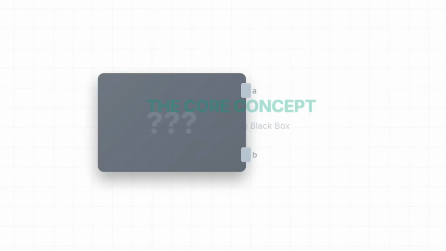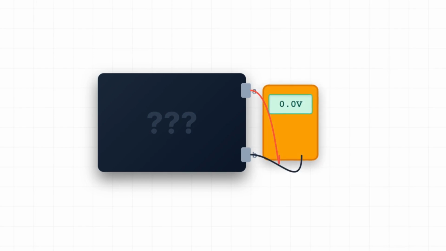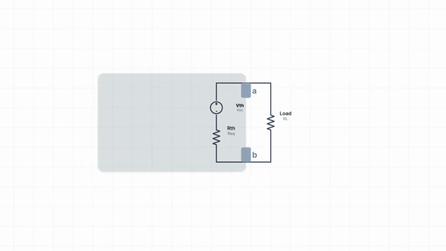Imagine I hand you a sealed black box with just two terminals sticking out. You can't see inside. You don't know if there are two components or 200. All you can do is connect something to these terminals and measure. Here's the key insight. From the outside, any linear circuit with resistors and sources will behave exactly like a simple voltage source in series with a resistor.